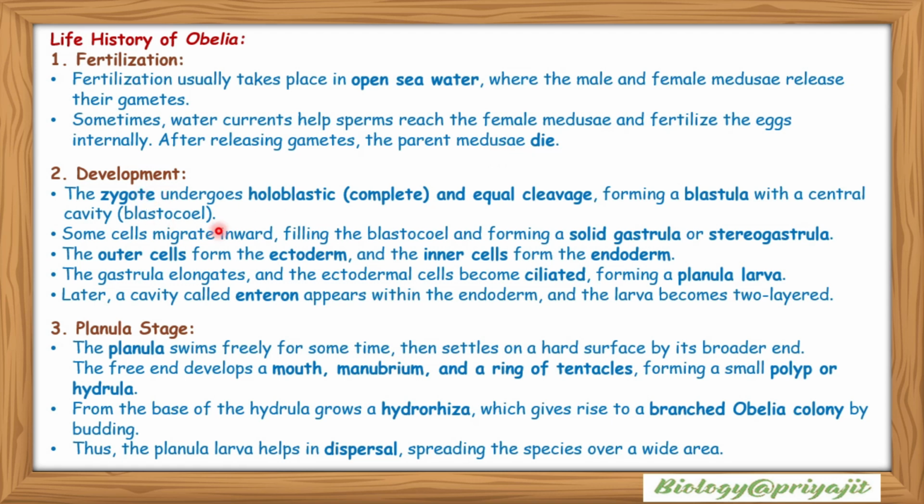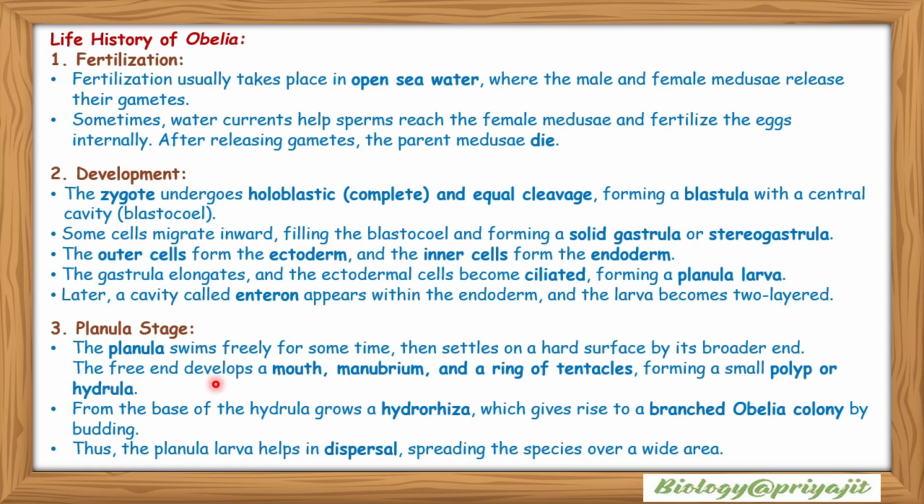Development: the zygote undergoes holoblastic or complete and equal cleavage, forming a blastula with a central cavity or blastocoel. Some cells migrate inward, filling the blastocoel and forming a solid gastrula or stereogastrula. The outer cells form the ectoderm and the inner cells form the endoderm. The gastrula then elongates and the ectodermal cells become ciliated, forming a planula larva. Later, a cavity called enteron appears within the endoderm and the larva becomes a two-layered structure.